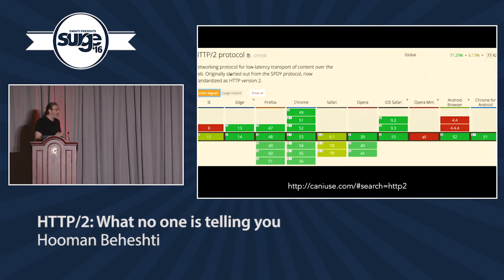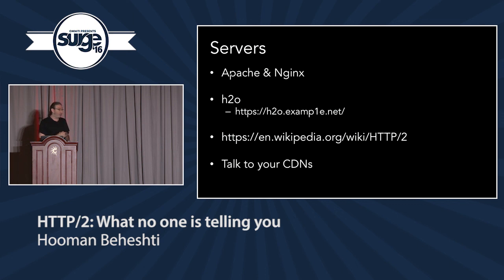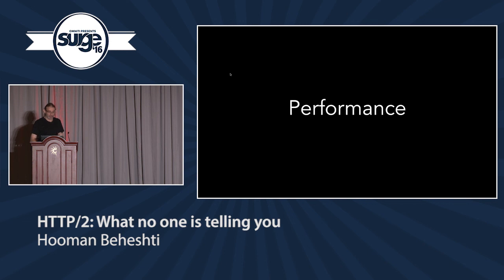Pretty much every browser now supports H2. It's on by default, and all the servers are supporting it too. Apache and Nginx both have modules. If you've never heard of this server called H2O, I highly, highly recommend you check it out. We use it at Fastly. It's a fantastic server. It supports both H1 and H2, and supports all the H2 features. There's a whole list of other servers on Wikipedia. And if you're using a CDN, which again I hope is true for every single one of you here, because CDNs are good, talk to your CDN, because they're the ones that need to be doing that H2 termination for you. Okay, that was a crash course in H2.